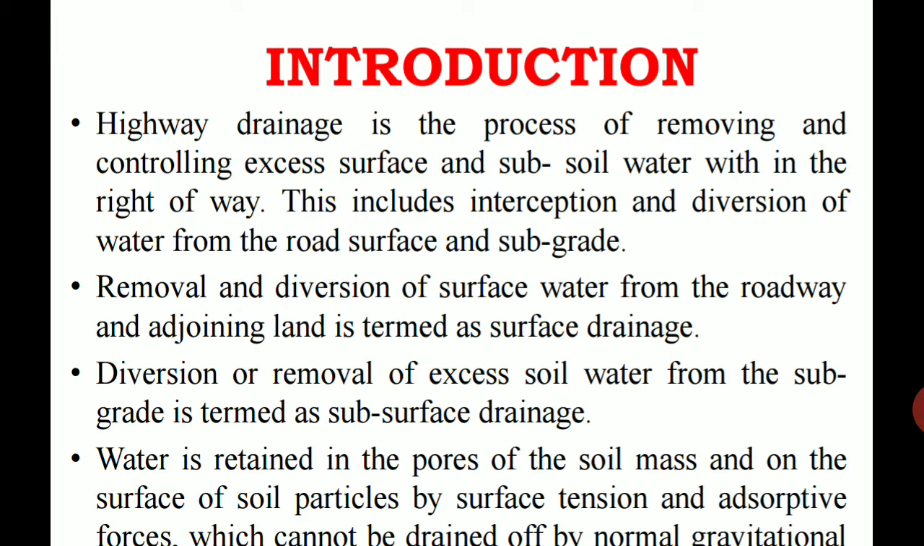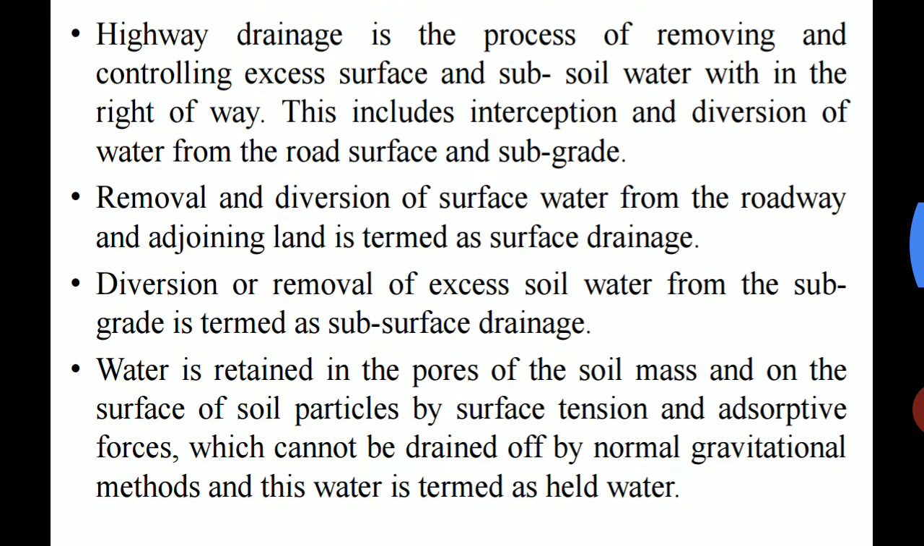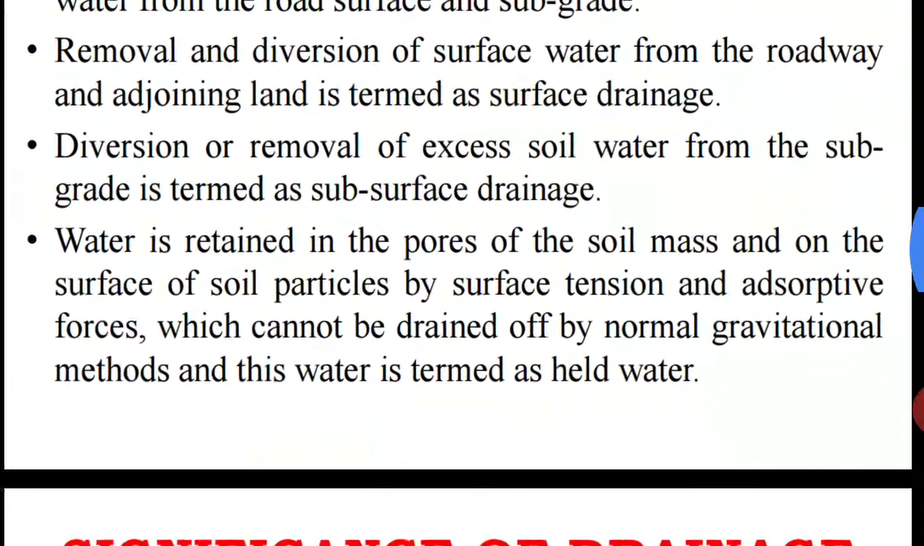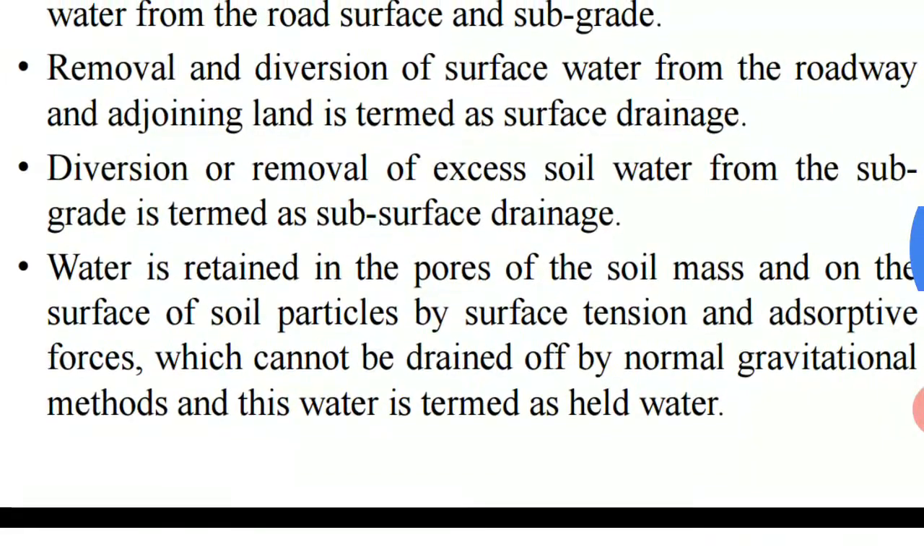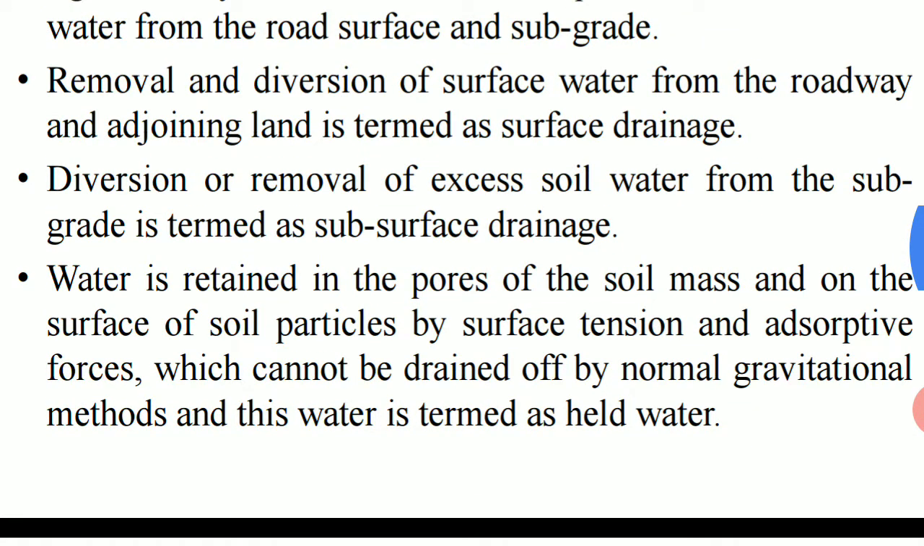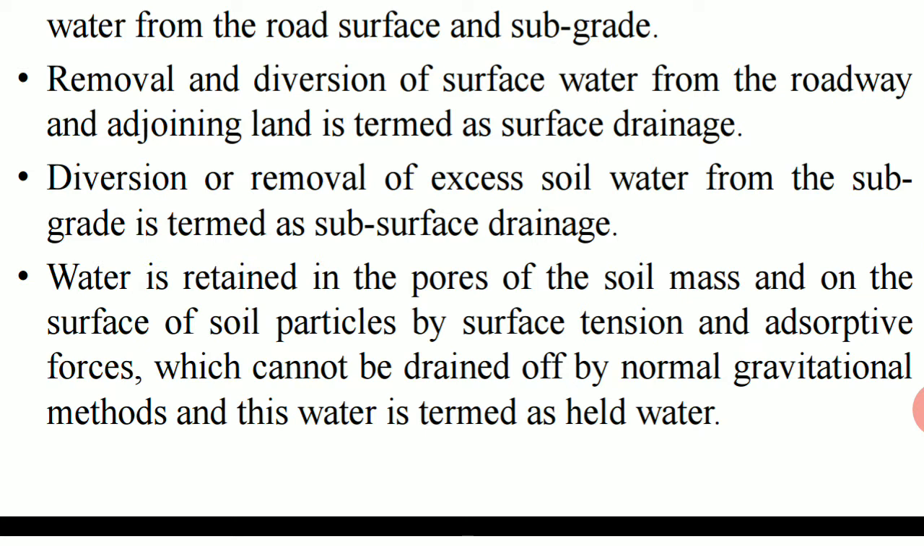So this particular drainage includes interception and diversion of the water from the road surface as well as the subgrade. So whatever water is going to interact with the road surfaces or the different layers of the road surfaces, we need to avoid that by providing proper drainage systems, right? And here the second point, the removal and diversion of the surface water from the roadway and adjoining land, is termed as the surface drainage.